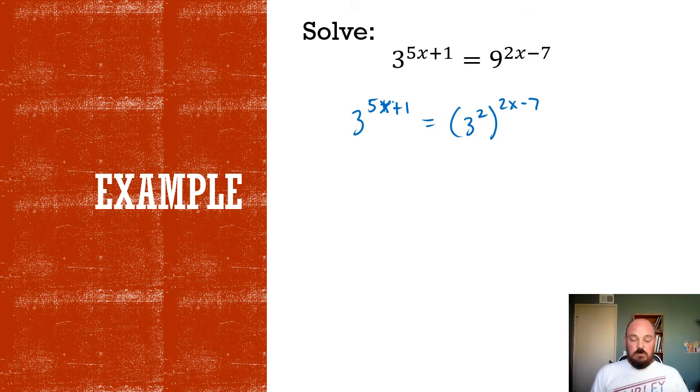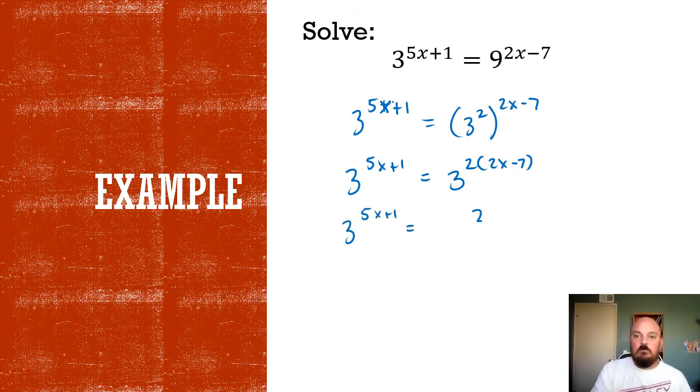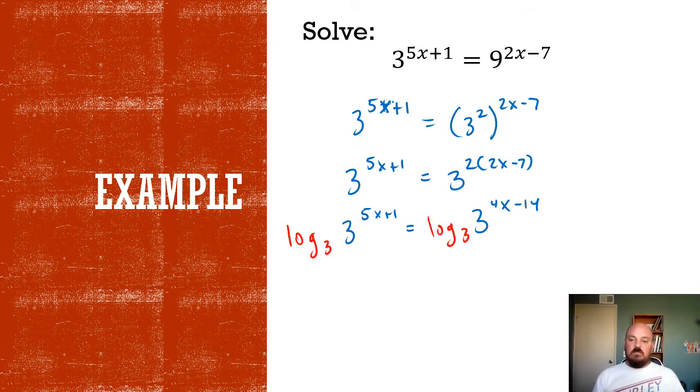Now, we have a rule of exponents. When you raise a power to a power, you multiply those exponents. So what I really have here is 3 to the, I'm going to multiply 2 times 2x minus 7. And if I distribute that 2, I would have 4x minus 14. So now what I've done is I've essentially changed the base. So now I have an equation where they are both base 3, which is what I wanted, and that means I can cancel them out by taking the log base 3 of both sides.